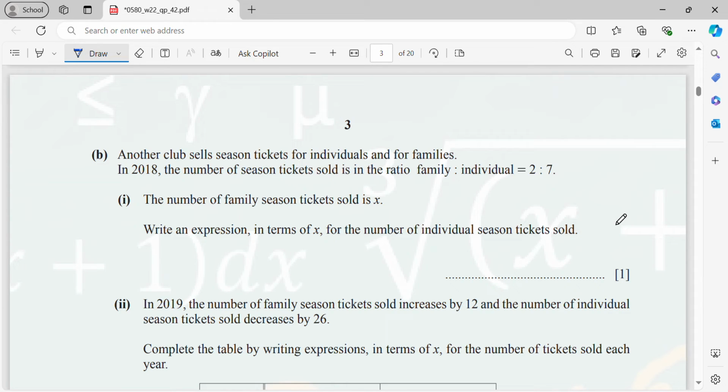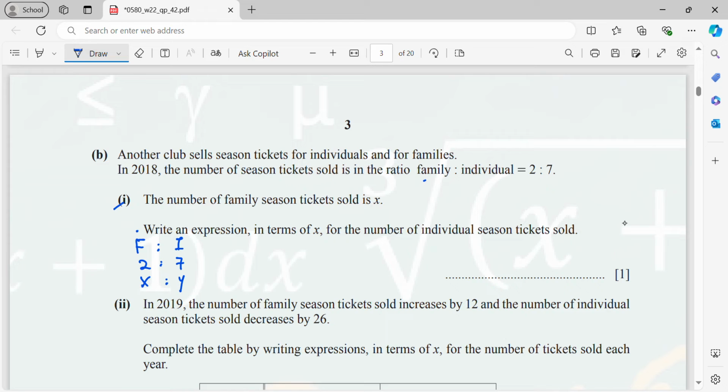Okay, B. Another club sells season tickets for individuals and for families. In 2018, the number of season tickets sold is in ratio family to individual is 2 to 7. Now, first part, the number of family season tickets sold is X. Write down an expression in terms of X for the number of individual season tickets sold. So I let it be Y.